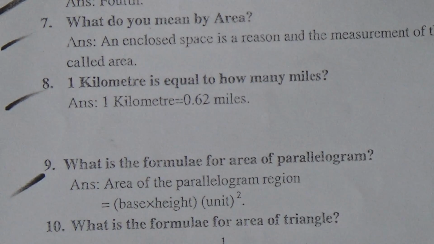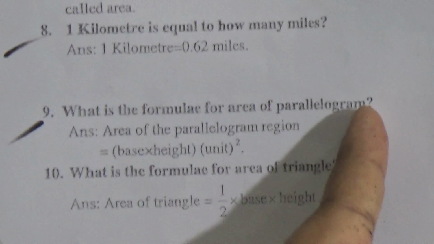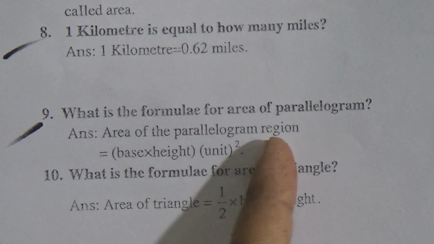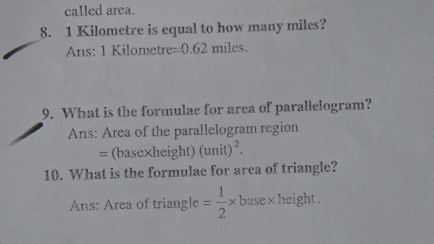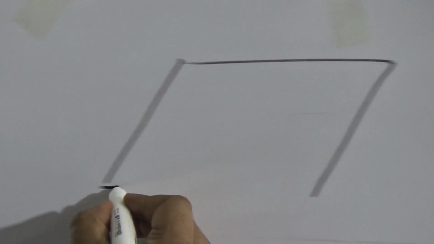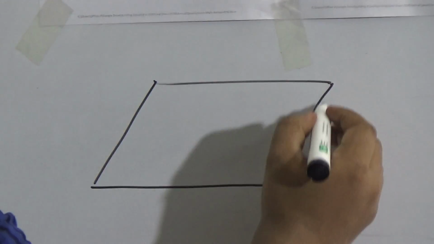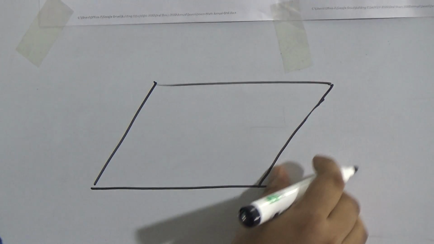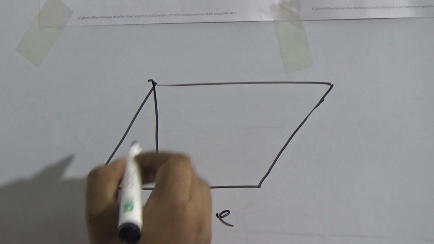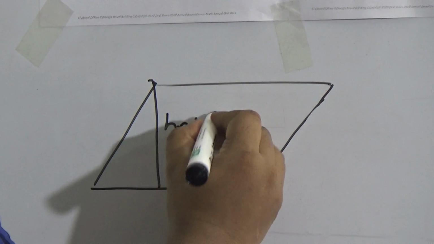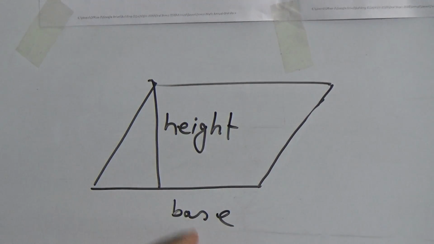Next, what is the formula for area of a parallelogram? Area of a parallelogram region equals base multiplied by height, unit square. Notice, this is a parallelogram and this is the base and its height is this one. So if we multiply base with height, then we get the area of the parallelogram. So question number 9 is done.